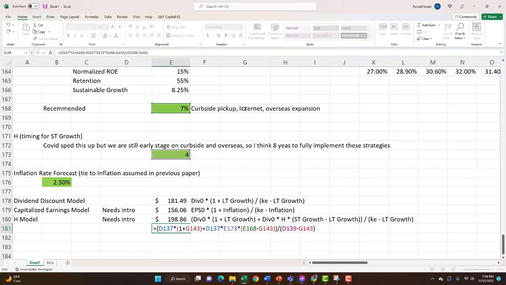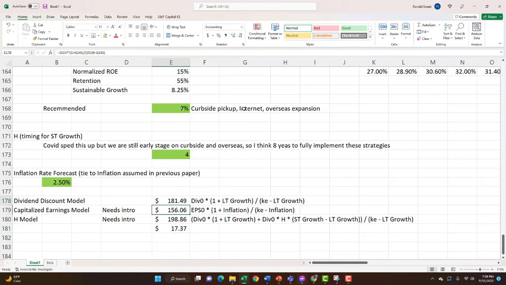I'm going to put an apostrophe there again so I can copy it down. And what I want to do here is check it. So I'm going to take the first part of the dividend discount model out, so I just have dividend times H times short-term growth minus long-term growth. That should be the difference between the dividend discount model and the H model. So if I take the H model minus that, I get 181.49. So I know I don't have a formula problem, so I'm in good shape.